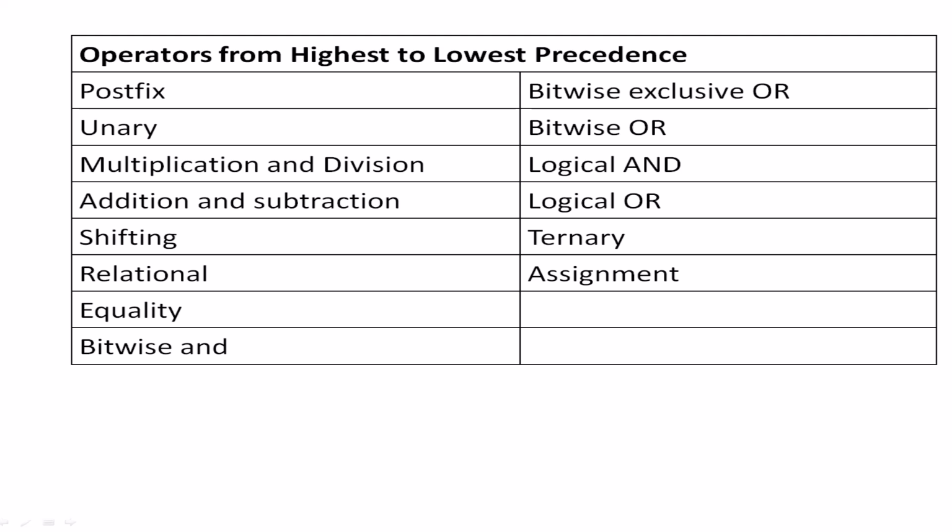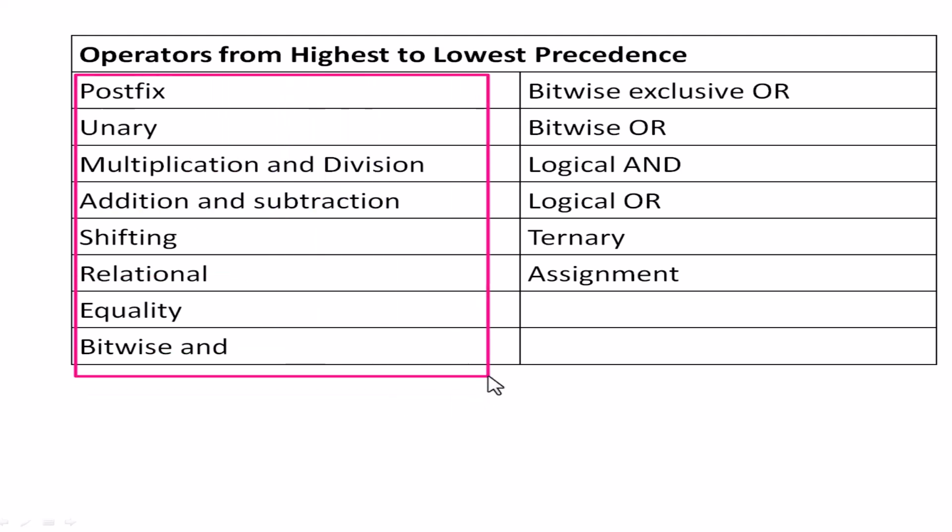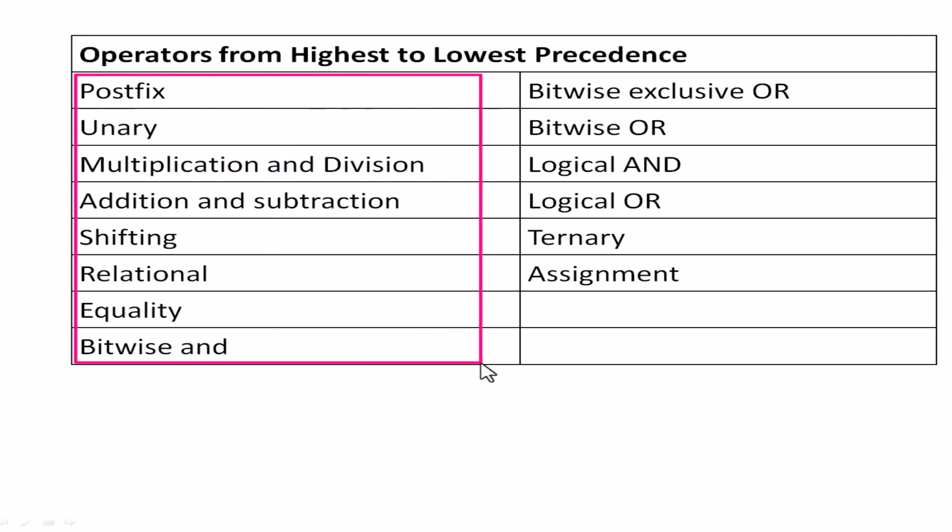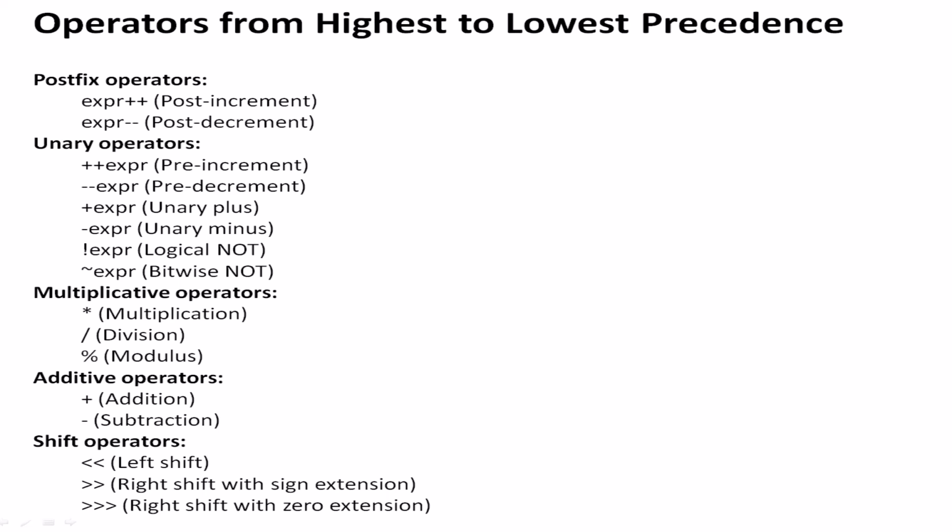So here we are having different types of operators: postfix, unary, multiplication, division, addition, subtraction, shifting, relational, equality, bitwise AND, bitwise exclusive OR, bitwise OR, logical AND, logical OR, ternary, and assignment operators. So here we have the operators from highest to lowest precedence.